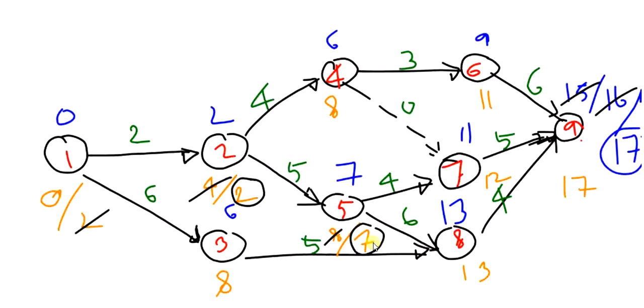So we have found out all the TE and TL values for all the events. Now we can find out the slack. For event number 2, the slack is 0. Then for event number 4, slack is 8 minus 6, that is 2. For 2, it is 2 minus 2. 8 minus 6 will give you 2.